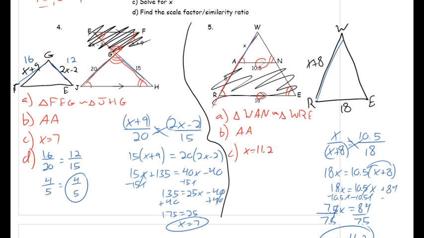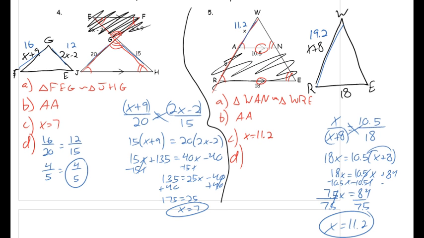Okay. And then D, again, to figure out the scale factor, we're going to plug it back in and use it. So this would be 11.2. This would be 11.2 plus 8 is 19.2. So all we have to do is set up some sort of scale factor here, and it's not going to probably work out too nicely. We have 11.2 over 19.2. We also have 10.5 over 18.